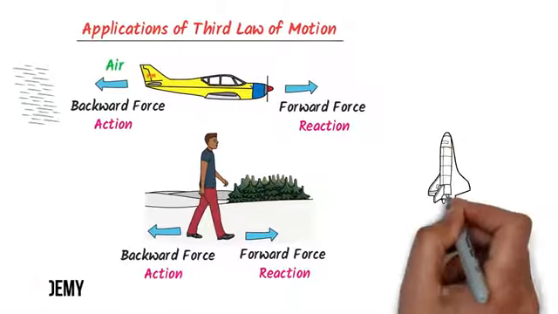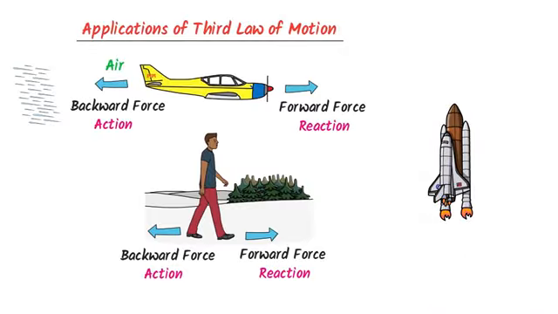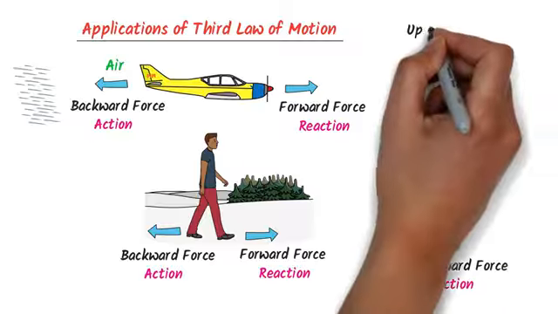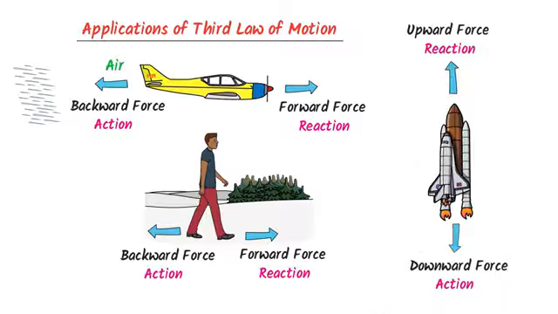Thirdly, consider launching a rocket. A rocket engine produces a downward force, which is called downward thrust. As a result of this, an upward force or upward thrust is produced, which moves the rocket in the upward direction. Thus, these are the different examples of Newton's third law of motion in our daily life. I hope that you have learned all about the laws of motion.